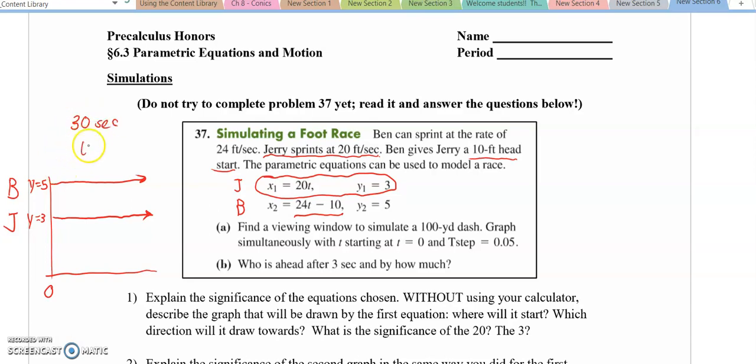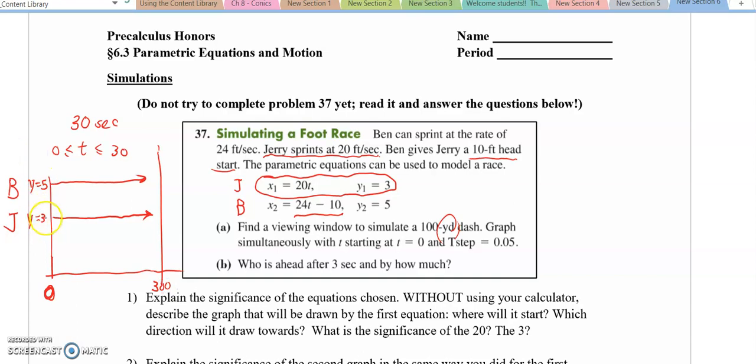So we could let t go from 0 to 30. Now, the choices for xmin and xmax: I already said I wanted to let the starting line be the left edge of the screen, so we'll start at 0. The right side, let's make that the finish line for now. Well, it's a 100-yard dash. Be careful, that's 100 yards, so everything else is measured in feet. So that's a 300-foot race. So let's let x go from 0 to 300.